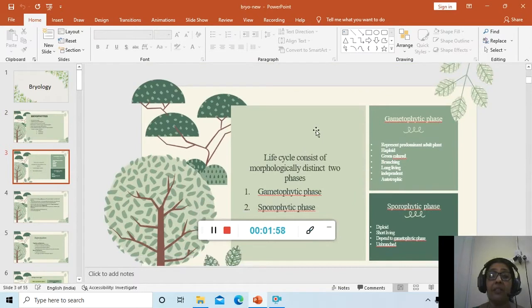About the life cycle, they have two phases: one is the gametophytic and the other is the sporophytic phase. Morphologically, they are two distinct phases. The gametophyte is the plant body, and the sporophyte is dependent on the gametophyte.